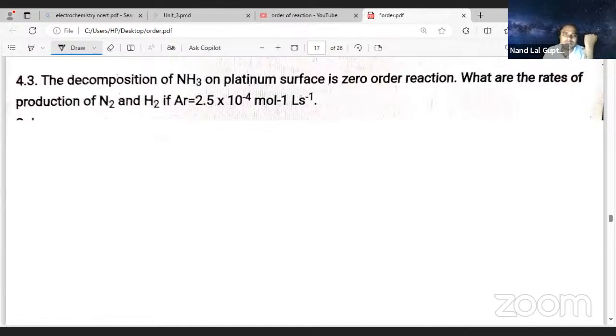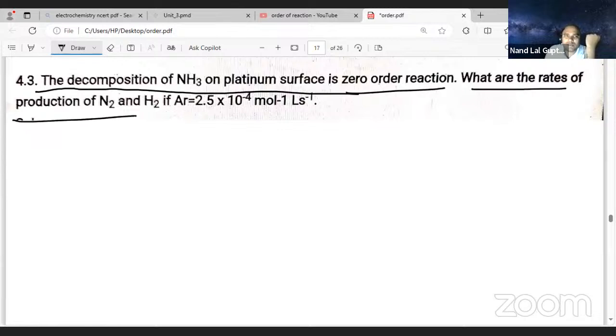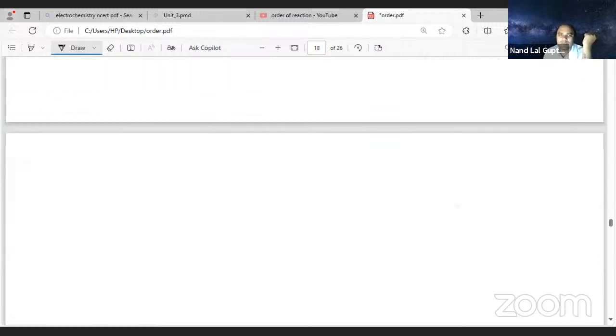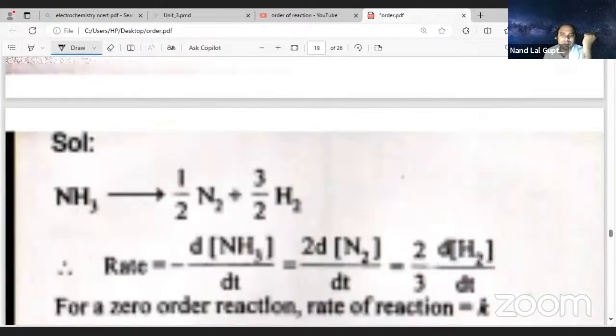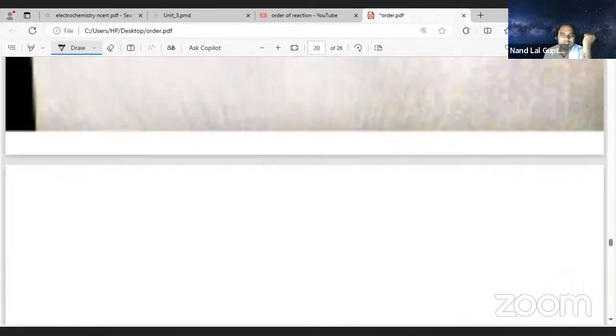This is the question. The decomposition of NH3 on platinum surface is zero order reaction. What are the rates of production of N2 and H2, if the rate they have given is 2.5 into 10 power minus 4 mole per liter per second? This exercise question I need to check in the book. We'll leave this one.